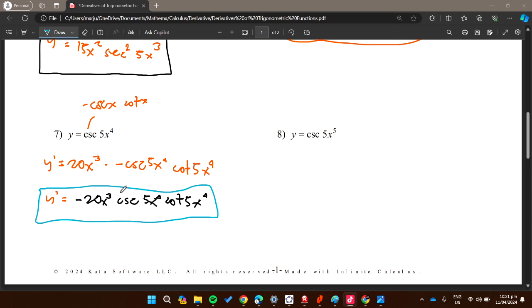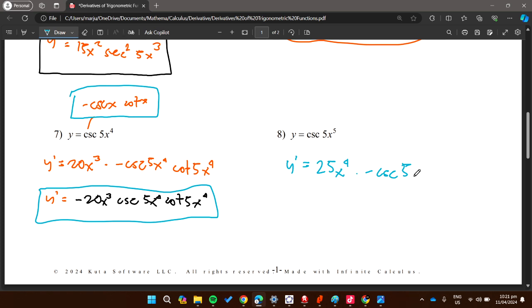Right, number 8. What do we do with number 8? Again, number 8 is cosecant, and this is its derivative. So do first 5x to the 5th power. What happens there is y prime equals 25x to the 4th power, multiplied by negative cosecant 5.